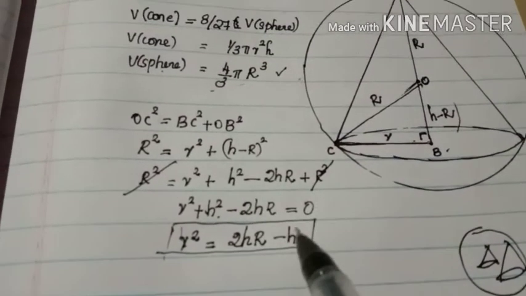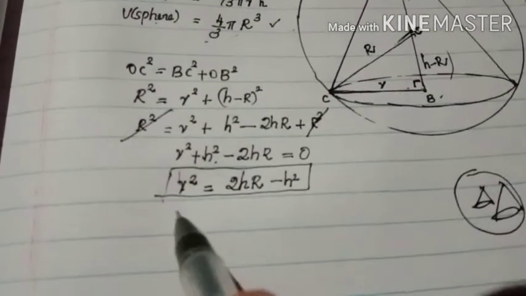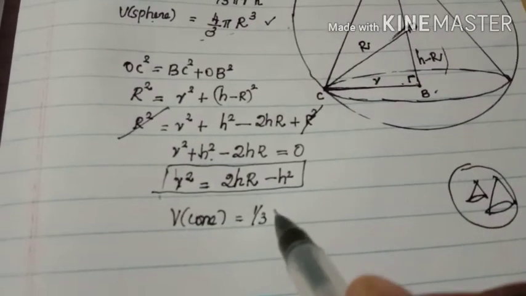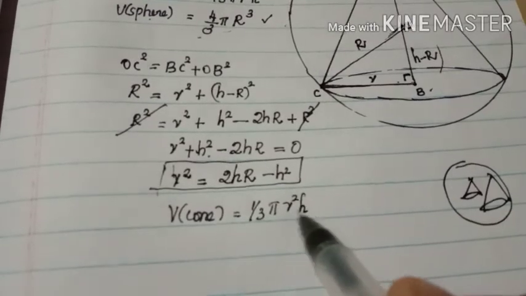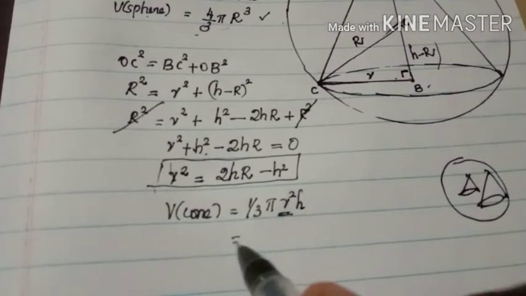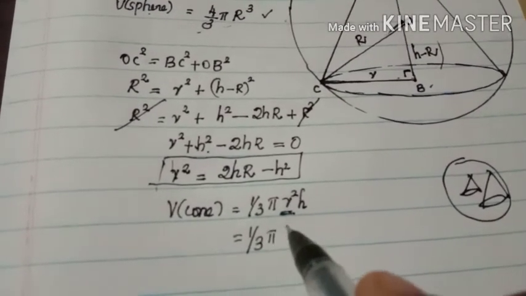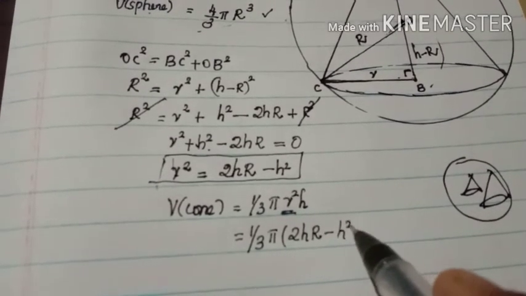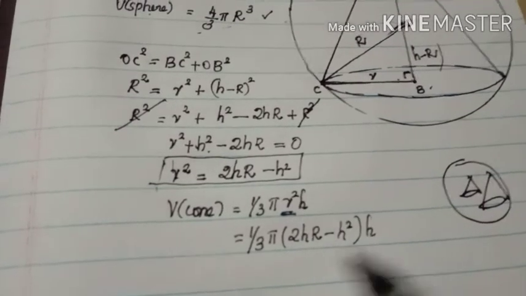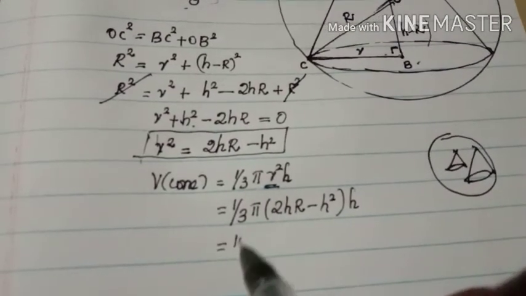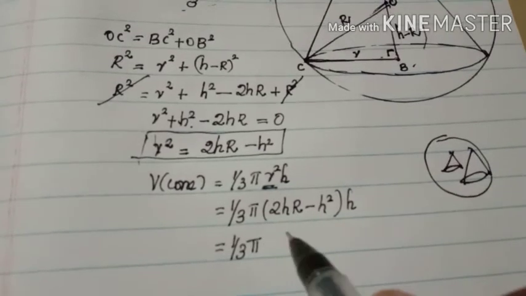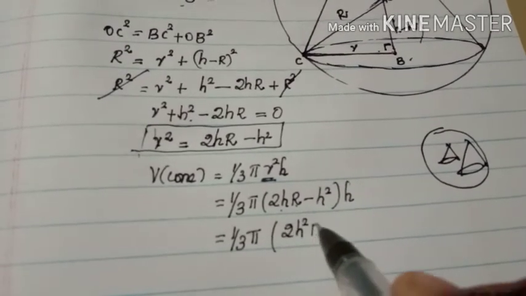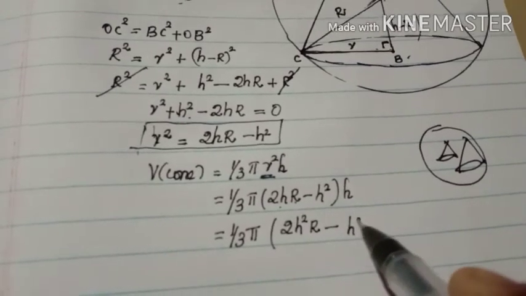Put this value here in the volume of cone. Volume of cone becomes 1 by 3 pi r square h. Instead of this r square, put 2hR minus h square into h. Now expand, open the bracket. This becomes 2hR into h is 2h square R minus h cube.